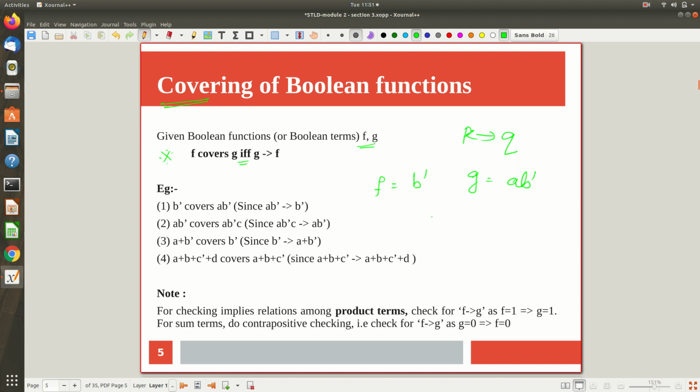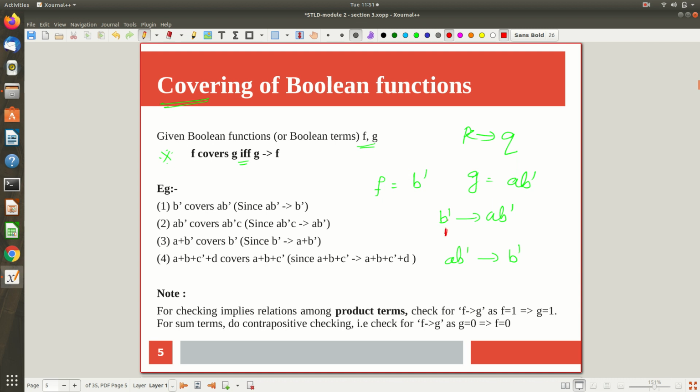So what is written, what is our requirement? Let's see whether B dash implies AB dash, or whether AB dash implies B dash. Tell me which is true. What is my requirement? Whenever this is 1, I want this to be 1. Can I say that?